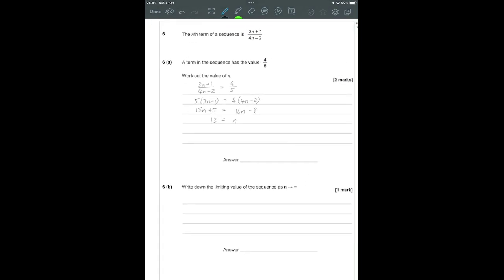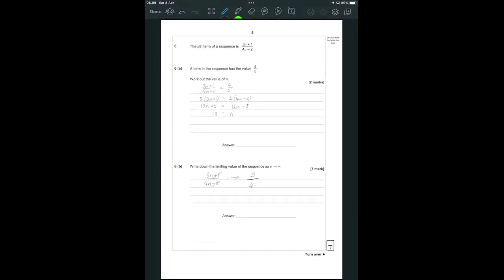Write down the limiting value. Well, as n tends to infinity, the plus 1 and the minus 2 have very little impact, so you can basically ignore them. So the limiting value is 3n over 4n, but then the n's cancel, so it's just 3/4.